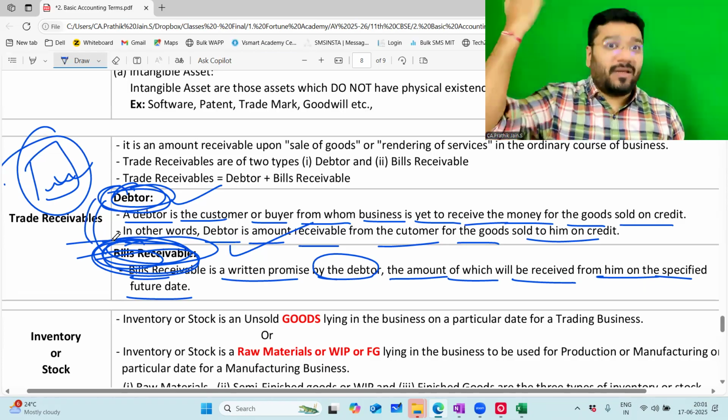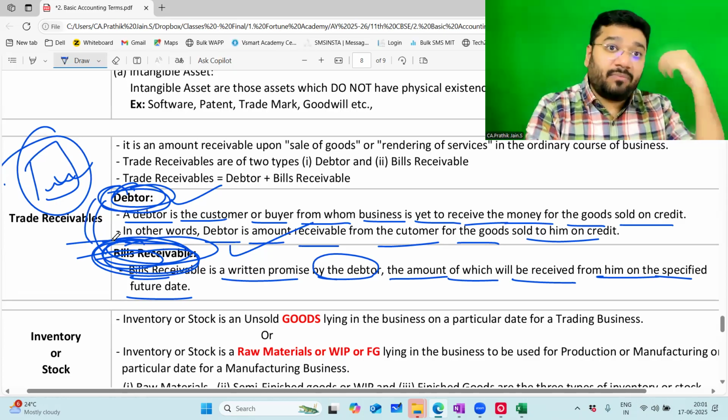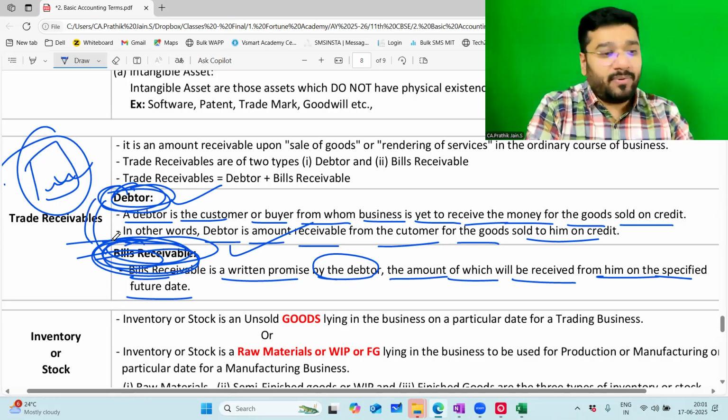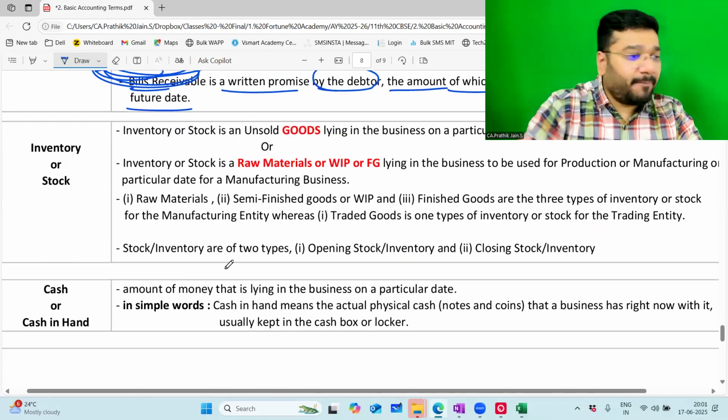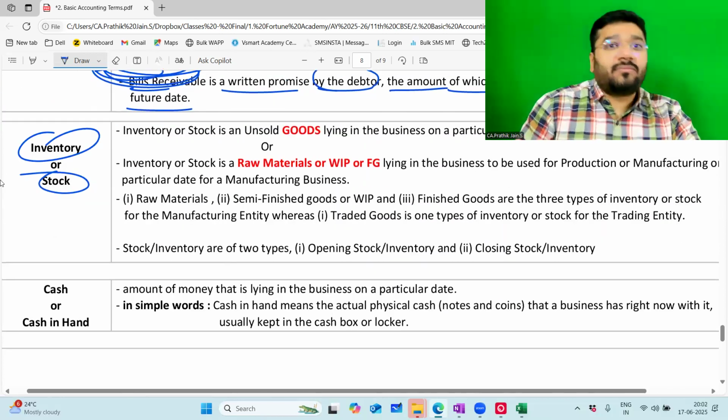That's a very high-fi advanced level. That is something you will be learning in your professional life. CA, if you do, you will get exposed to all of that. Anyways, let's come back. Inventory or stock.